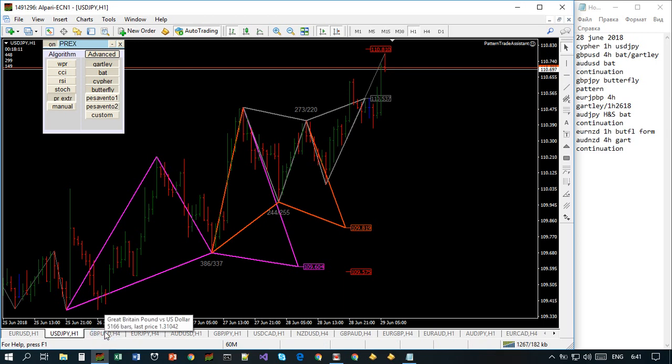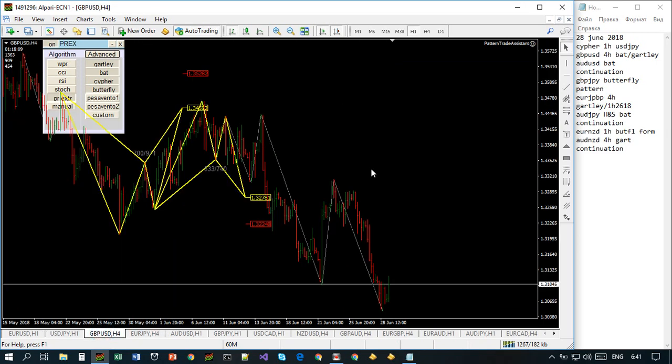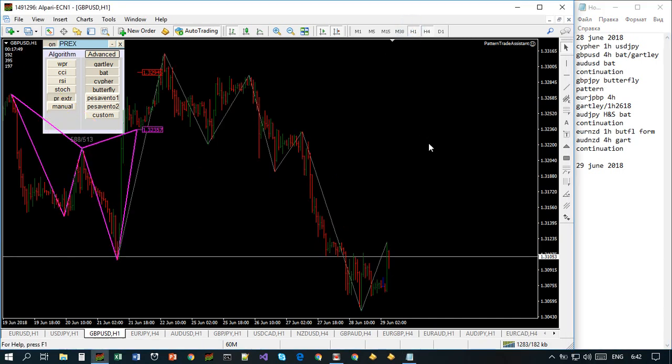Okay, switch to the next one. Pound dollar. On pound dollar we had a 4-hour bat or Gartley, and it was invalidated, and the pattern is deleted. Right now we don't have any. So let me type it, 29th of June 2018 right now. Okay, so be it. Let's go to 1 hour. Nothing here, nothing here.